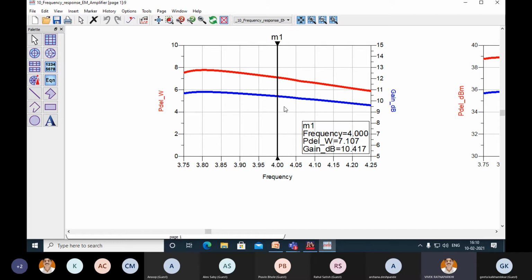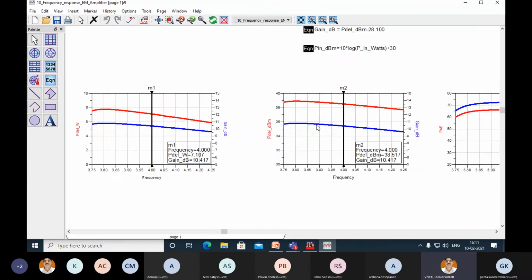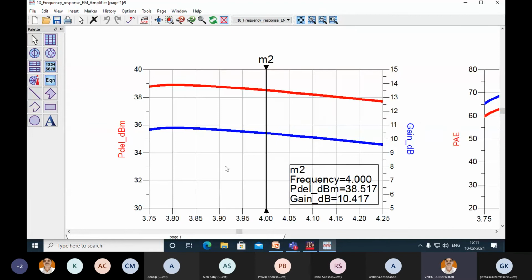So at the center I got 7 watt of output power, and gain at the center almost 10.5, as we have seen from our previous result. On the right y-axis I plotted gain, which is in blue color, and on the left y-axis I plotted output power delivery in watts. So over the frequency it is changing like this. Even in dBm output power and gain in dB you can plot, and their response over the frequency can also be seen.